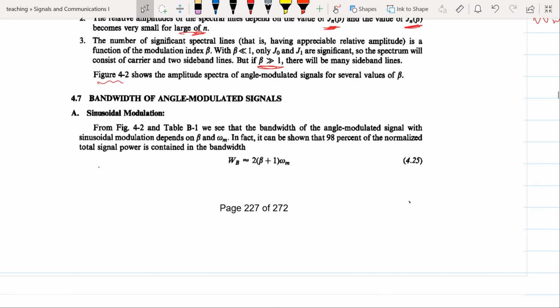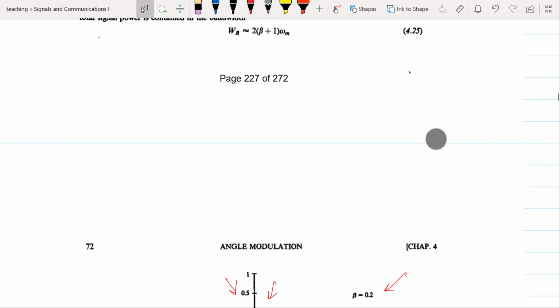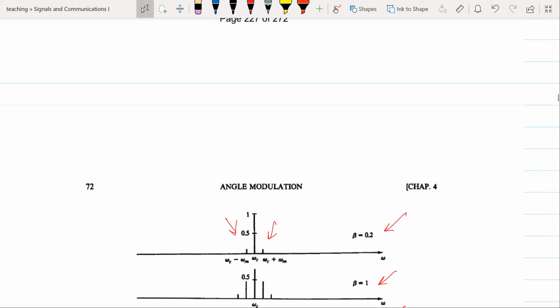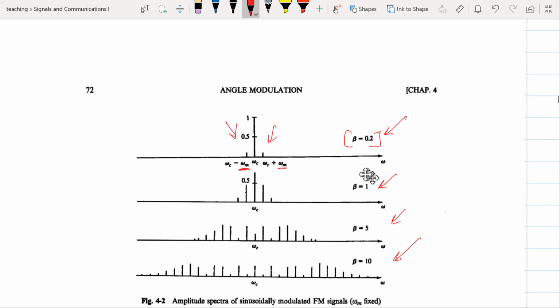So what we observe from these two tables is that the bandwidth of an angle modulated signal with sinusoidal modulation depends on beta and omega m. As you can see, we have two parameters: one of them is beta, the other one is omega m. The higher the omega m, the wider the spectrum is going to be. And of course, the higher the value of beta, the more spectral components we are going to observe.